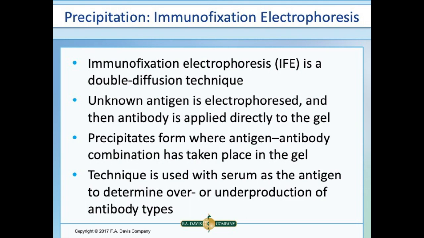Okay. So moving on, let's now discuss immunofixation electrophoresis. Immunofixation electrophoresis is an example of a double diffusion technique. Here, we allow an unknown antigen, which could be coming from the patient or the substance of your interest, to electrophorese, and the antibody is then applied directly to the gel. So the precipitate forms wherein the antigen and antibody combination has met. The antigen and antibody complex has actually formed in the gel. The technique is used with serum as the antigen to determine over or under production of antibody types.